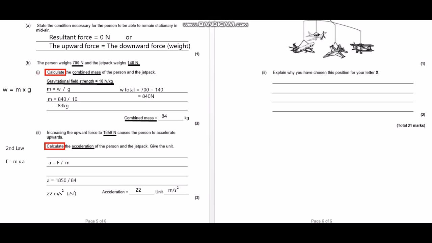And sorry, I've just adapted that a bit. So 22 meters per second squared are the units, and we've used 22 because it's two significant figures. That's the correct answer.